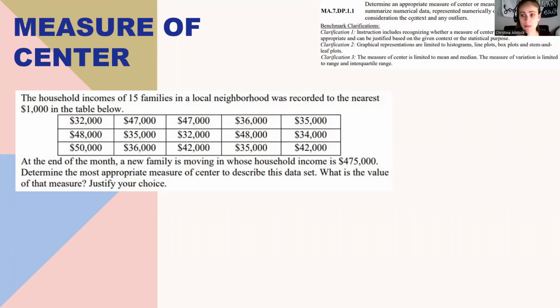The household income of 15 families in a local neighborhood was recorded to the nearest $1,000 in the table below. At the end of the month, a new family is moving in whose household income is $475,000. Determine the most appropriate measure of center to describe this data set. What is the value of that measure? Justify your choice.